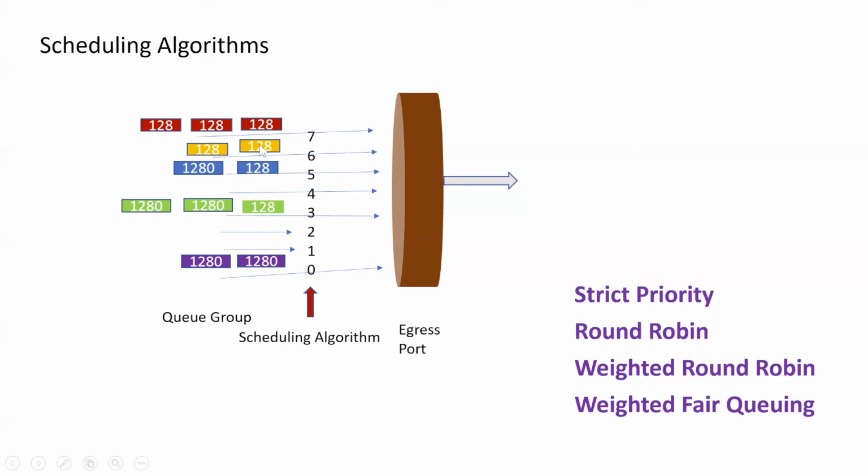Then Q6, yes, red, red. Q5, we'd send this one, but we say, oh, if we take 128, it isn't enough to send 1280. So we'll save the 128 for later. The same happens on Q3, when we can send 128, but we don't have enough bytes in our deficit to send this 1280 byte packet.